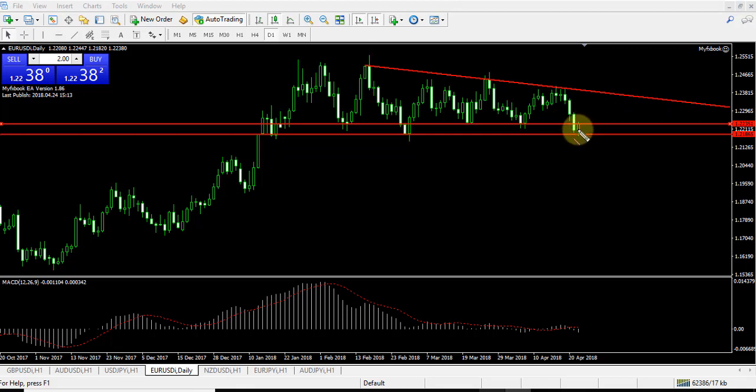Scenario number two, we could see the market playing out within this descending triangle here until we get that breakout, wherever it is, either to the upside or to the downside. I'm not sure. But for right now, we're looking at this level here, and I'm saying this level is holding as support.